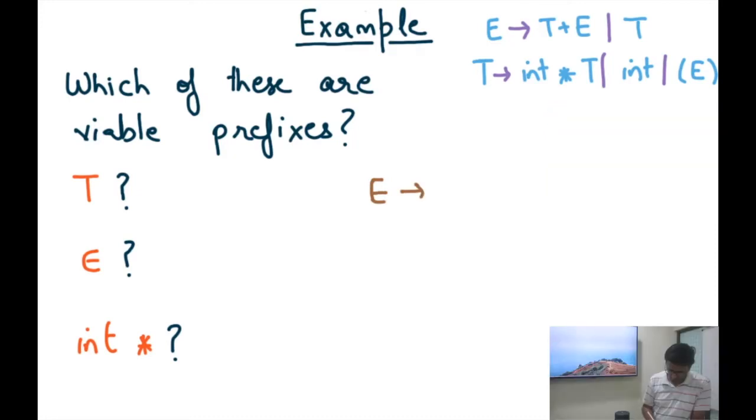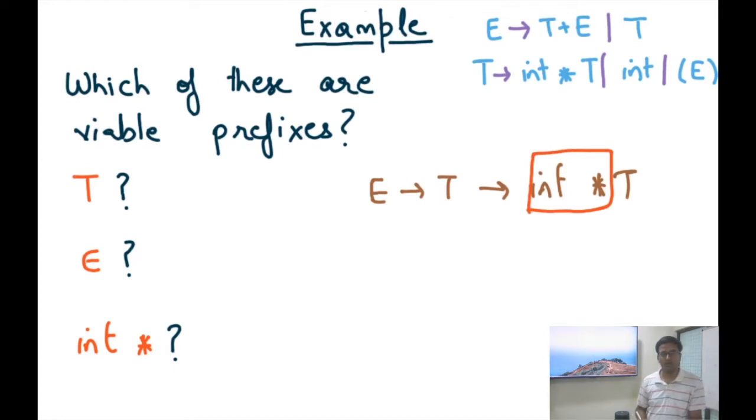So maybe I can just produce T and then I produce int star T. I could have also produced T plus E, and then again int star would have appeared on the left. And so here int star is appearing as a prefix at some step of the rightmost derivation. And indeed int star is a viable prefix. So the answer is yes.